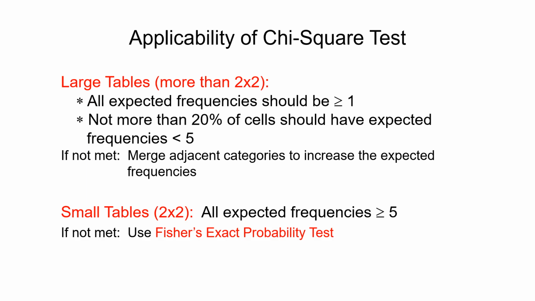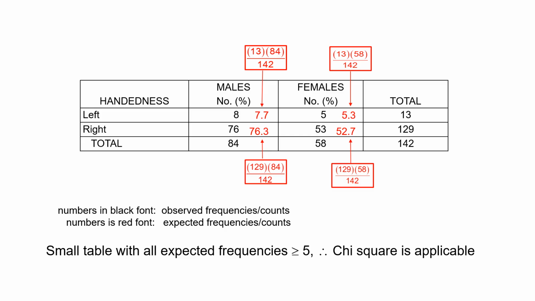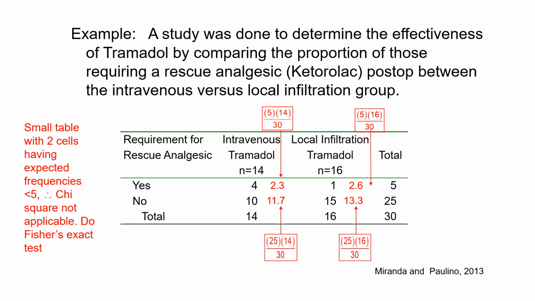The chi-square test is applicable to data only if the expected frequencies are sufficiently large, and the criteria for being sufficiently large depends on the size of the table as defined in this slide. In our example, all expected frequencies are more than or equal to 5. That is why chi-square test was applied. If the assumptions are not satisfied, Fisher's exact test is used, such as in this particular example.